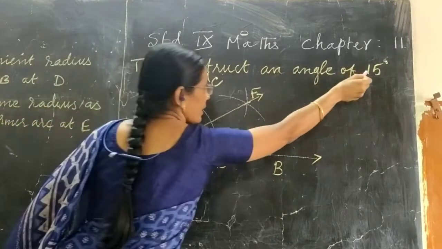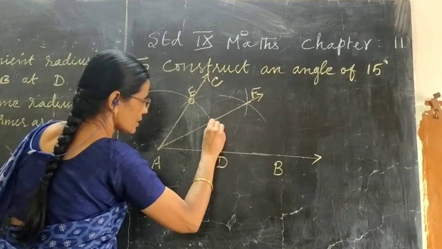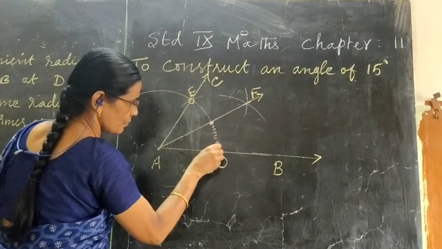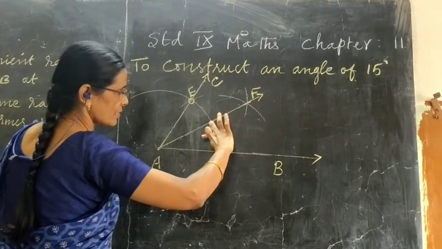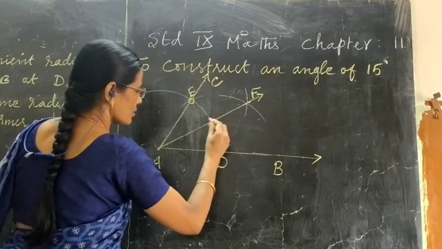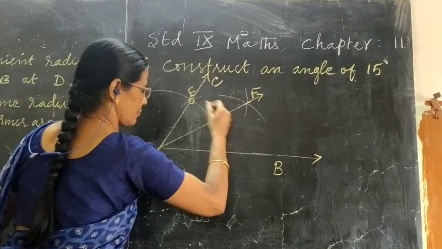To get 15 degree, this 30 should be bisected. This 30 is from here. You can see here to here is 30 degree. So if this is bisected, we will get the required angle 15 degree. So I take this point as H.